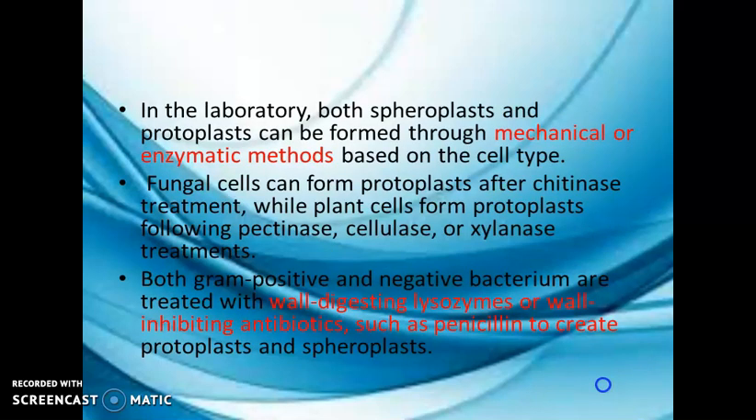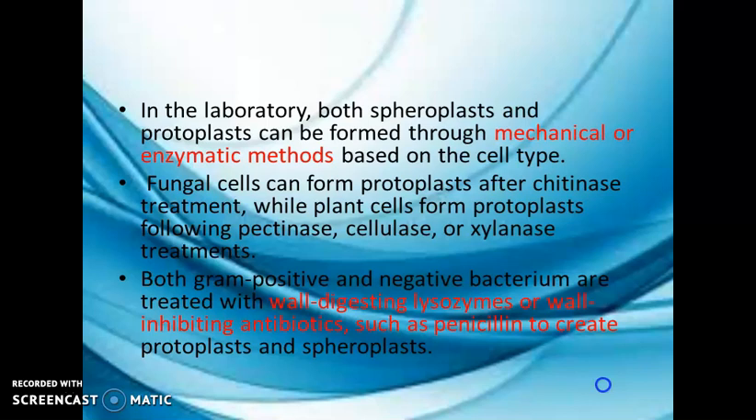So in the laboratory, we have already discussed that protoplast and sphaeroplast should be prepared in an isotonic form. Now, how can they be formed? Either through mechanical or enzymatic methods. This we should follow while we are making sphaeroplast or protoplast.